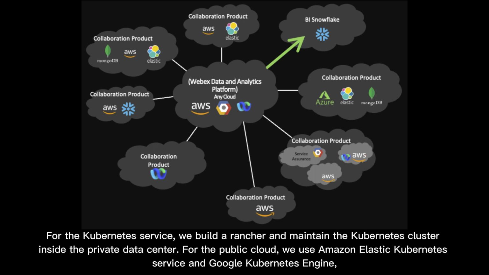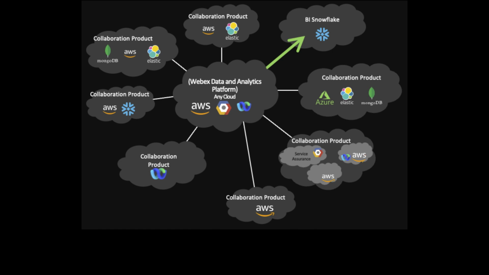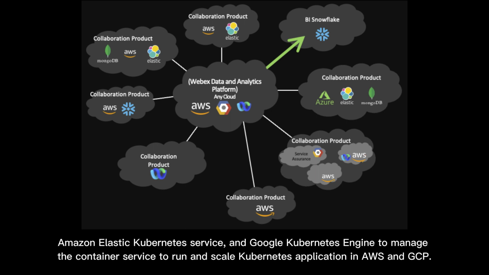For the Kubernetes service, we build with Rancher and maintain the Kubernetes cluster inside the private data center. For the public cloud, we use Amazon Elastic Kubernetes Service and Google Kubernetes Engine to manage the container service to run and scale Kubernetes applications in AWS and GCP.